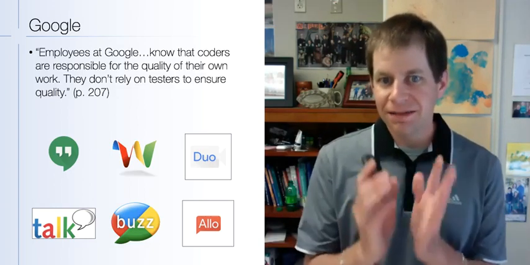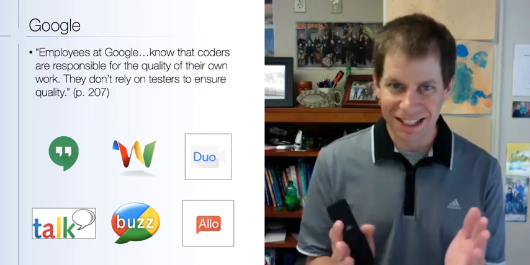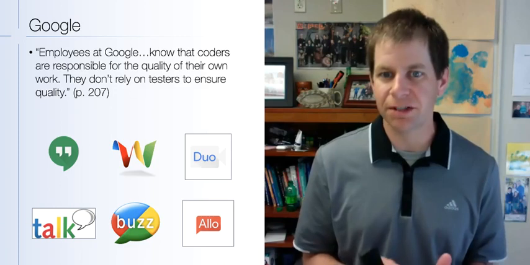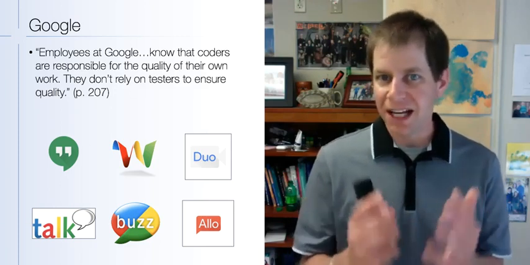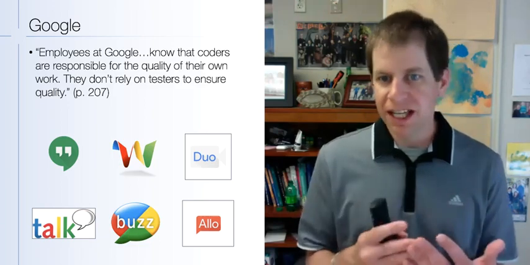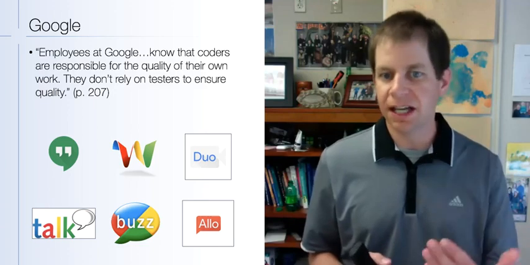And there's a little pull quote from page 207 where they talk about Google, and it says, employees at Google know that coders are responsible for the quality of their work. They don't rely on testers to ensure quality. Basically, at Google, everyone doing the work takes responsibility for making sure the work is the work that should be done and is done high quality.